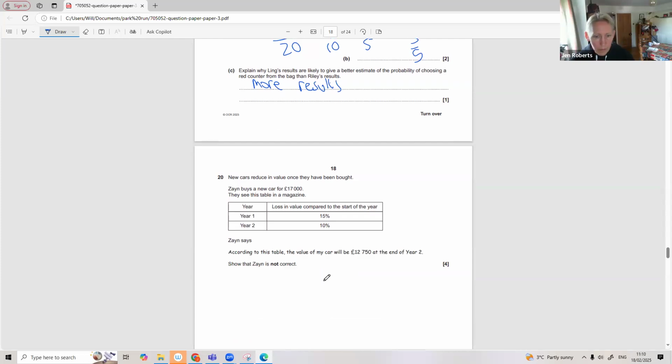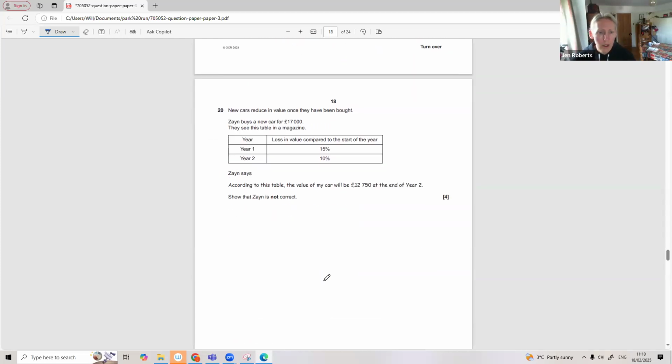Question 20. New cars reduce in value once they have been bought. Zane buys a car for £17,000. Year 1 lost 15%, year 2 10%. According to this table, the value of my car will be £12,750 at the end of year 2. Show that Zane is not correct. Right, so I've got my £17,000.